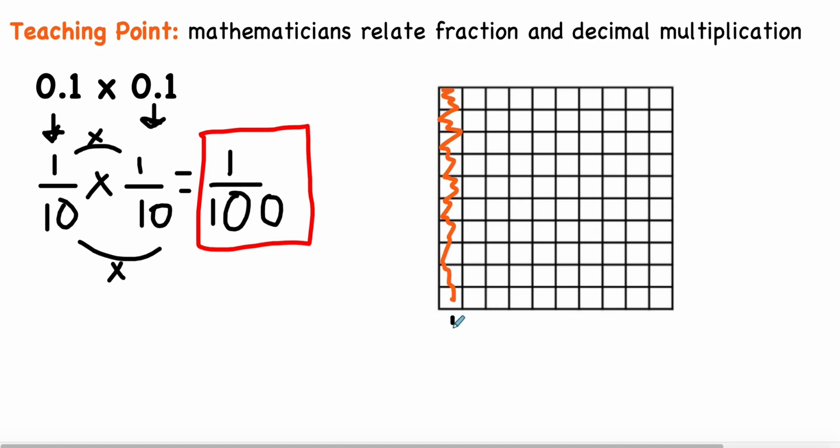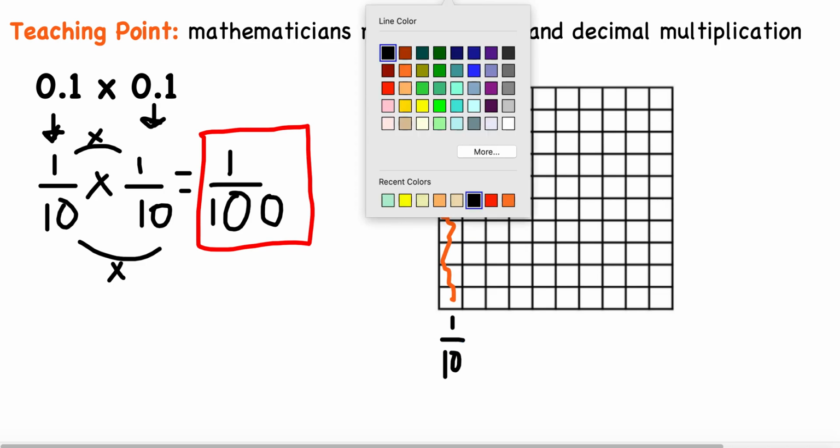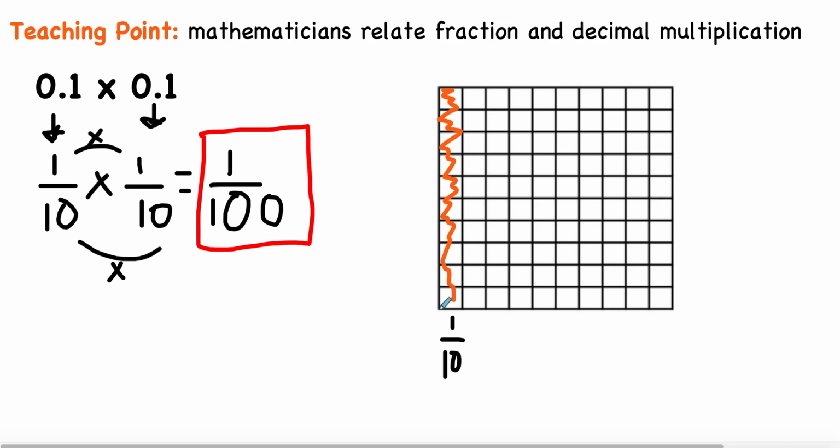Here's my 1/10 going this way. And then I'm going to shade in 1/10 going the opposite direction, or going horizontally if I already did it vertically. I'm going to shade in 1/10.